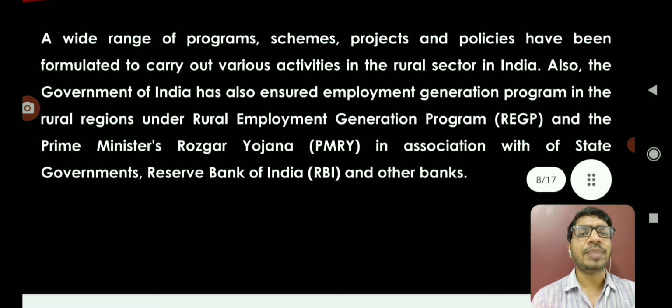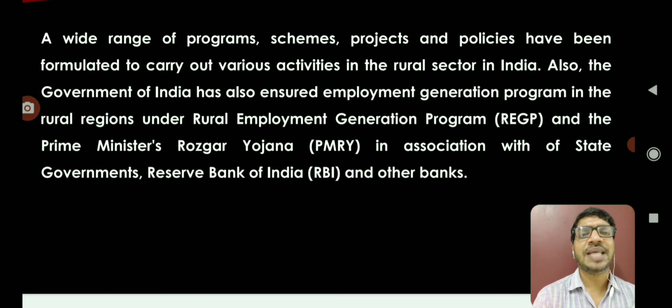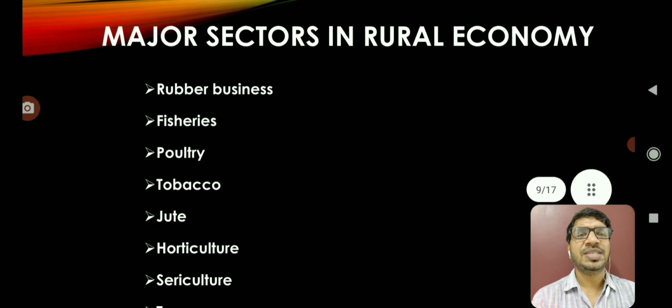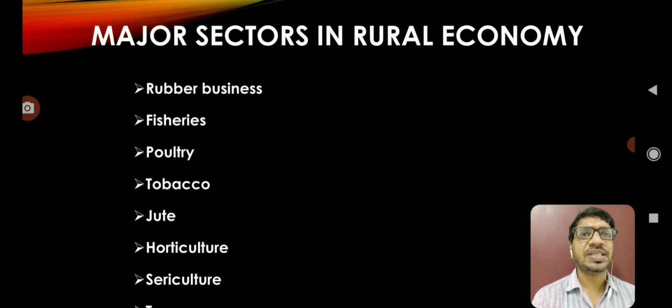A wide range of programs, schemes, projects and policies have been formulated to carry out various activities in the rural sector in India. Also, the Government of India has ensured employment generation programs in the rural region under the Rural Employment Generation Program, REGP, and the Prime Minister's Rozgar Yojana in association with the state governments, Reserve Bank of India and other banks. So this is basically about rural industries. Any industry which is started in rural area by rural people can be called a rural industry.